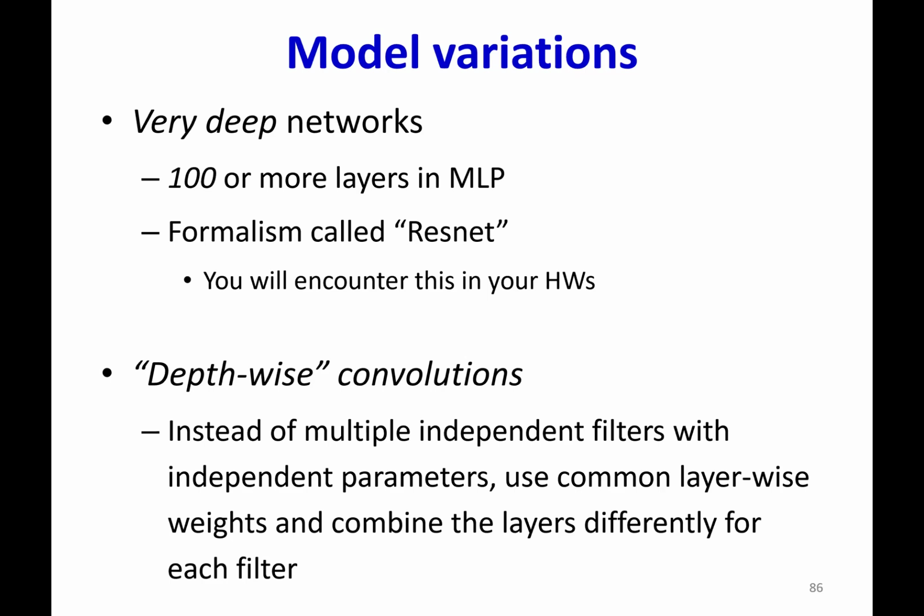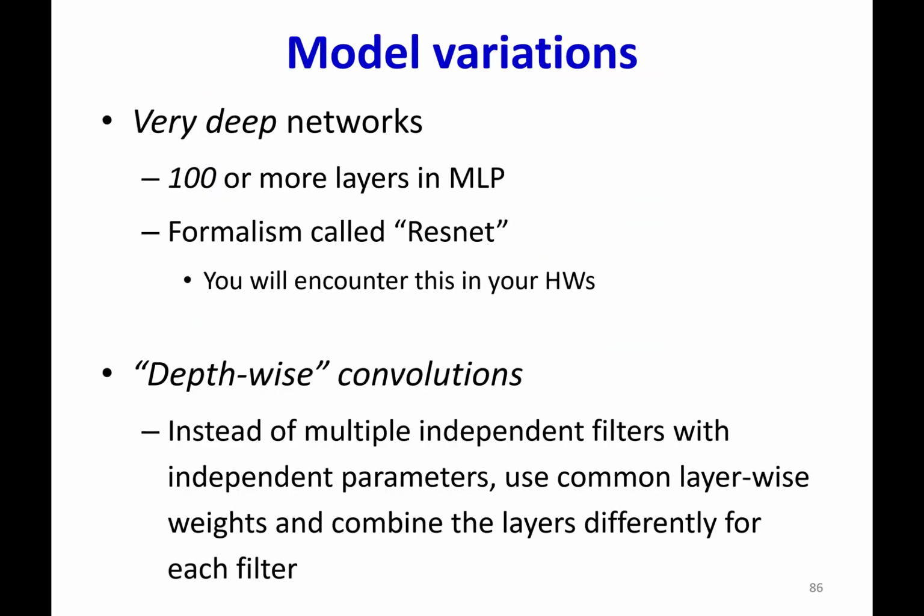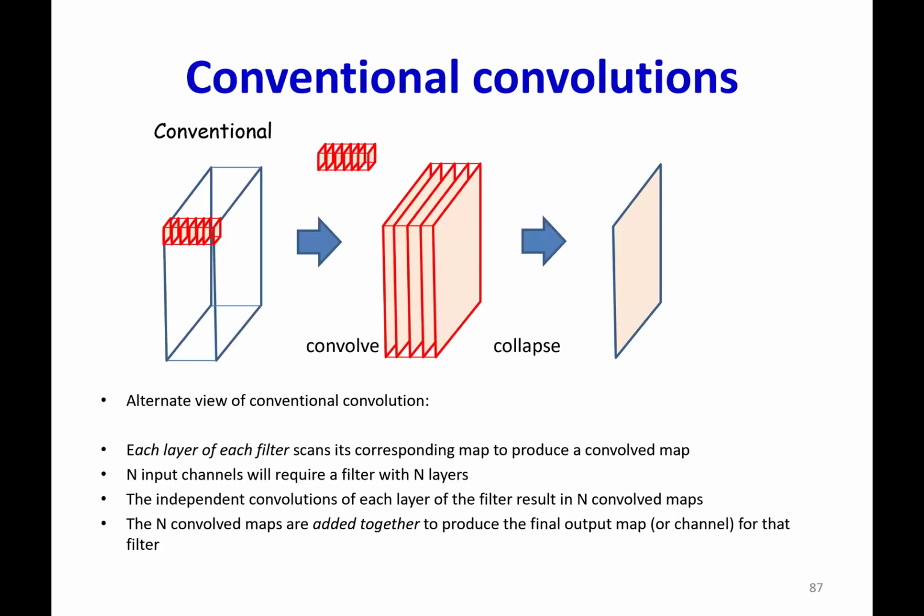Then this other kind of convolution called depth-wise convolution, which is a somewhat different way of sharing parameters, where instead of multiple independent filters with independent parameters, we use a common layer-wise weights, and then combine the layers differently for each filter. Let's see what these things are. Instead of ResNets, let's first talk about the depth-wise convolutions.